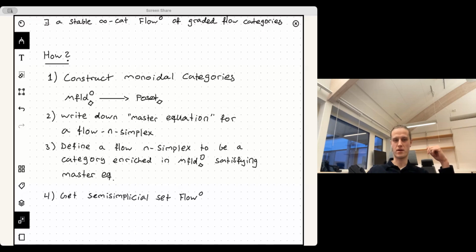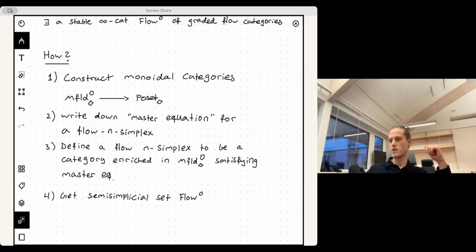Again, units are annoying. If you have this kind of enriched category, you're only allowed to pass to a subcategory. There's no canonical way to enlarge this to a bigger category, which would be taking a degeneracy. You're only allowed to restrict. So this gives you a semi-simplicial structure.